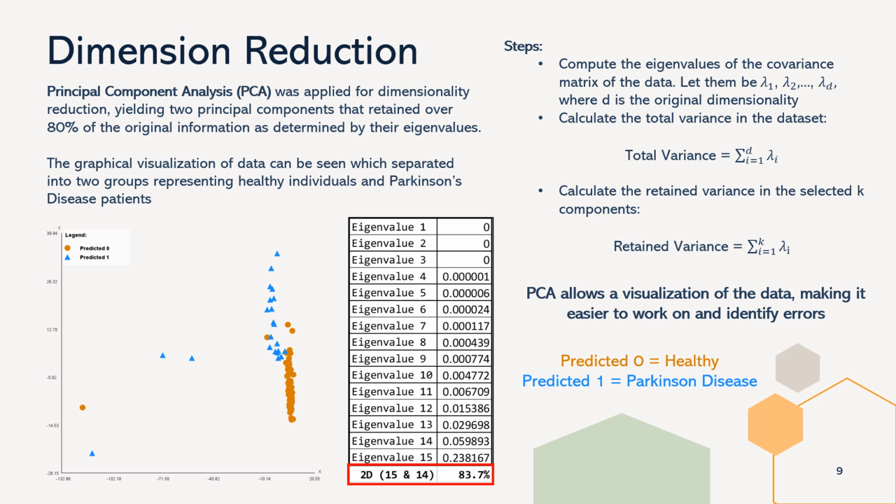PCA works by identifying the 2 principal components, or axes, that maximize the variance. By maximizing the variance, PCA ensures that the most significant and important information from the original data is retained, and this is reflected in its eigenvalues. You can see this chart in the middle, the rows circled in red, eigenvalues 14 and 15, retained up to 80% of the original information. After PCA, the data can then be graphed. You can see this graph on the left. Overall, PCA allows for visualization of the data, and it makes it easier for machine learning models to work on.